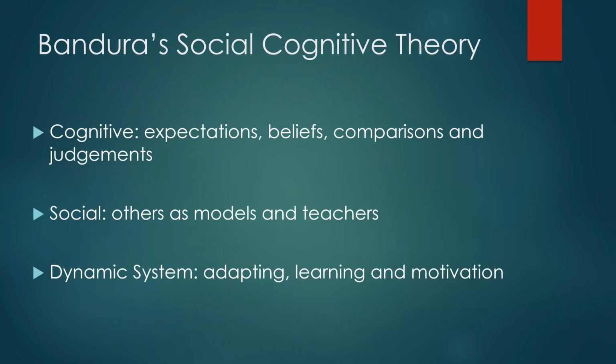All right, so let's look at some of Bandura's social cognitive theory. As you can tell by the name of it, there's a strong cognitive component where behavior is explained by expectations people might have, beliefs they have about themselves, beliefs they have about others, right? Comparisons they make to themselves and their past selves and other people, and of course judgments. All of that comprises the cognitive element of the theory. The social element, as I already mentioned, would be looking to others as models or as teachers to help guide our own behavior.